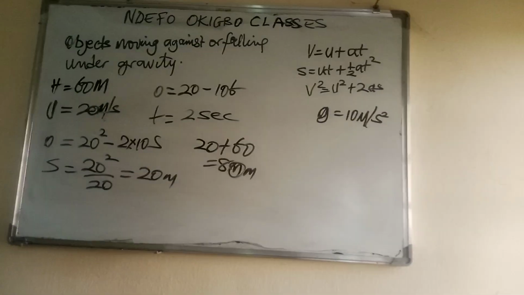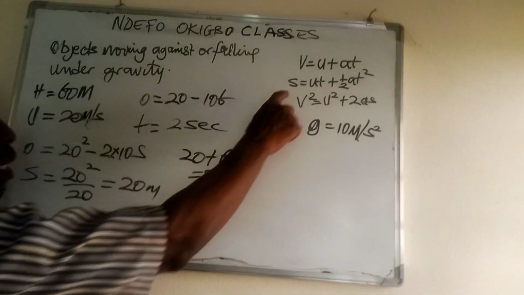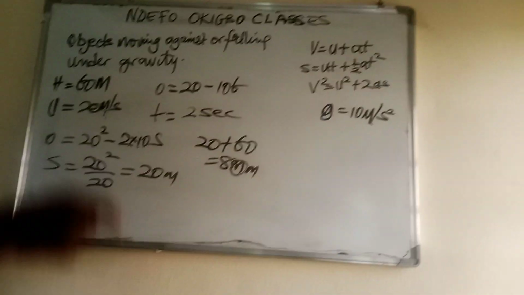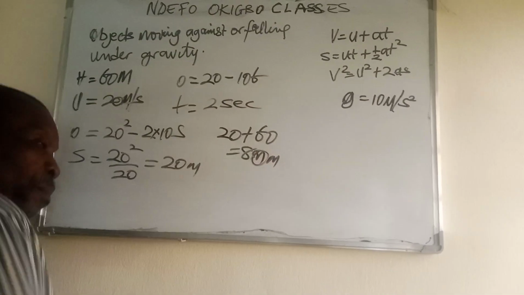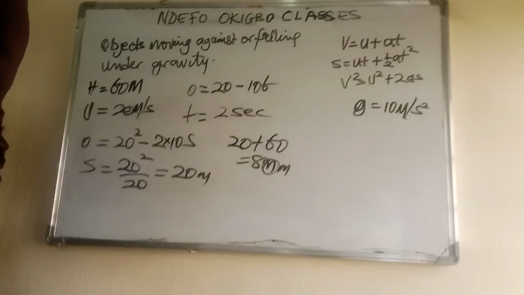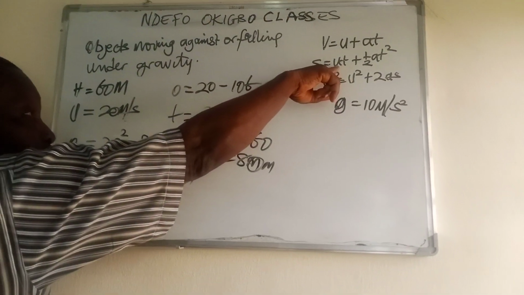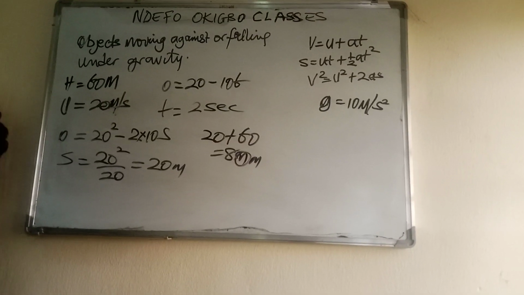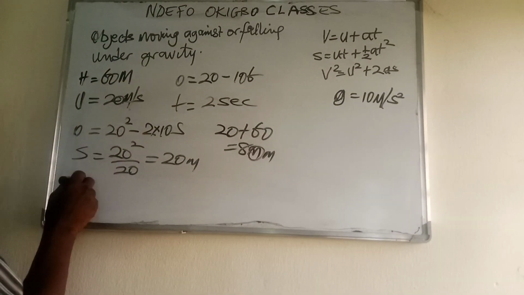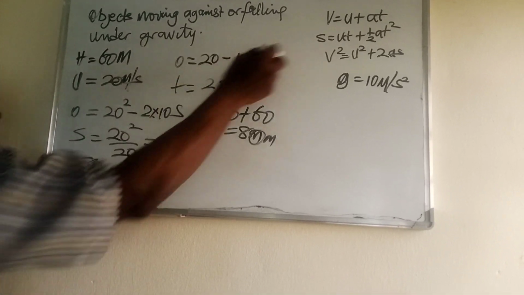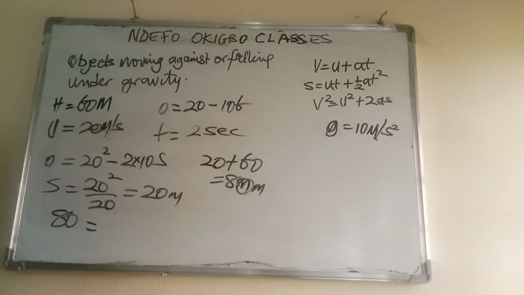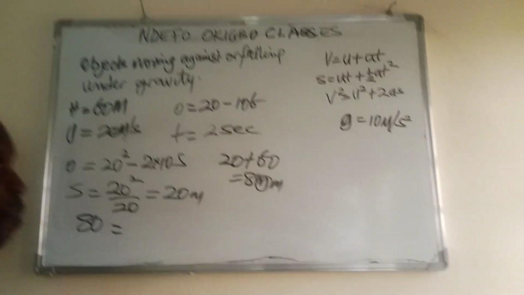I can use the second equation. When he reached the highest height, he's now trying to come down. We want to know the time it will take to get to the ground from the highest height of 80. At that point, the velocity will be 0 and it starts coming down. So u will be 0.